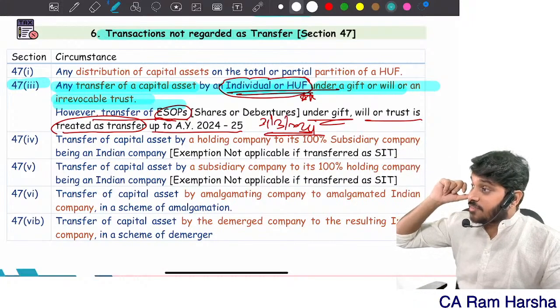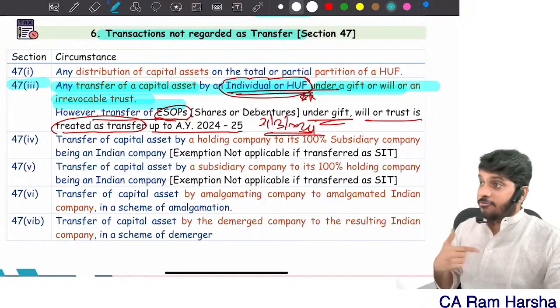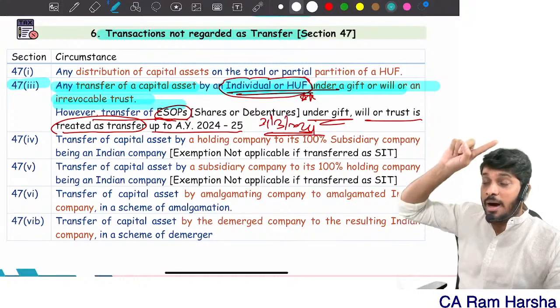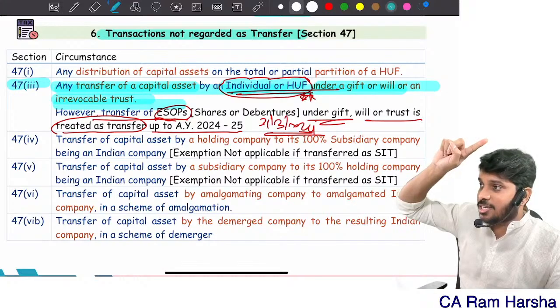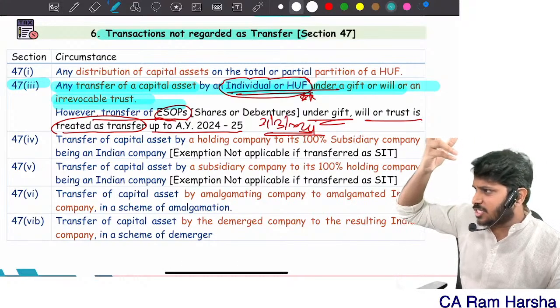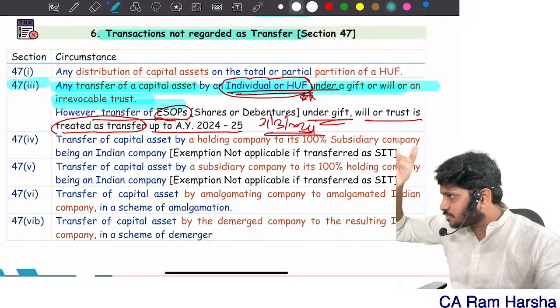Then what is the cost of acquisition for him? Cost to me. Cost to me is what? In case of ESOP, the market value considered at the time of perquisite valuation, or the asset at which I purchased it. Able to understand? That's it.